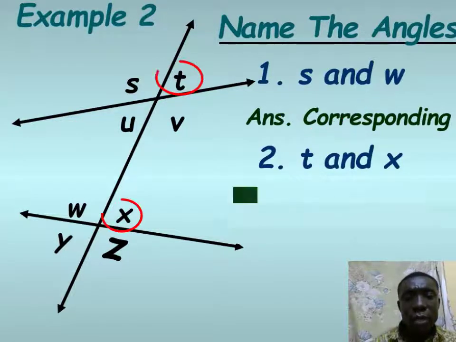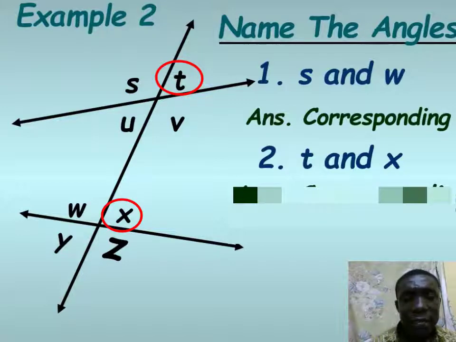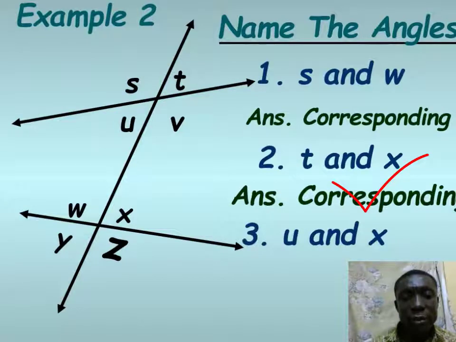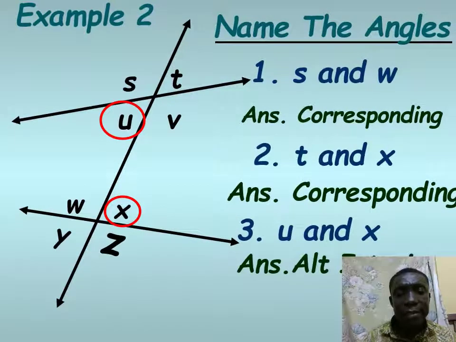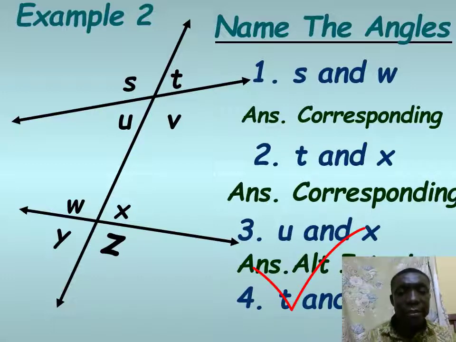Question 2: angle T and angle X. Look at the position of angle T and angle X. Can you name the type of angles or the property? What property is that? We have corresponding angles. Very good. Question 3: angle U and angle X. Look at the position of angle U and angle X. What property comes to your mind, or name the angles? We have alternate interior angles. Very good. Now, question number 4.